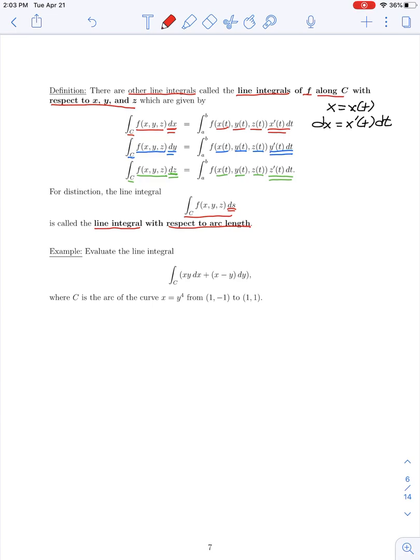In this next example, we're asked to evaluate this line integral of x times y with respect to x plus x minus y with respect to y over the curve C, where C is defined to be the arc of the curve x equals y to the fourth, that moves from the point 1, negative 1 to the point 1, 1. So let's visualize this curve to start with.